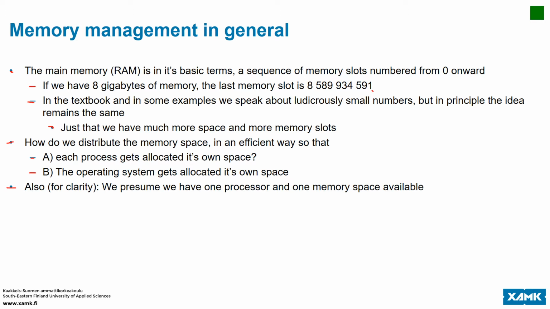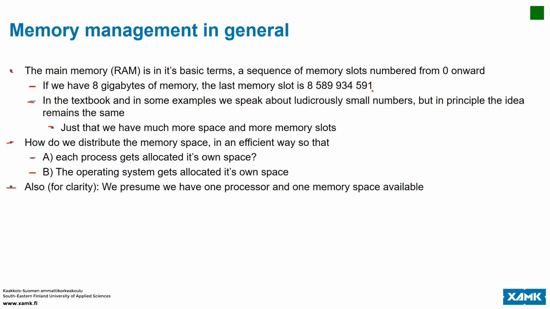Anyway, the basic problem of memory management is how to distribute this memory space in an efficient way so that each process gets allocated its own space, and also how the operating system gets allocated its own space. Remember, the operating system and its processes are also program code on the very basic level, and they need to be executed at some point, and they need their own context of execution, they need their own memory space.